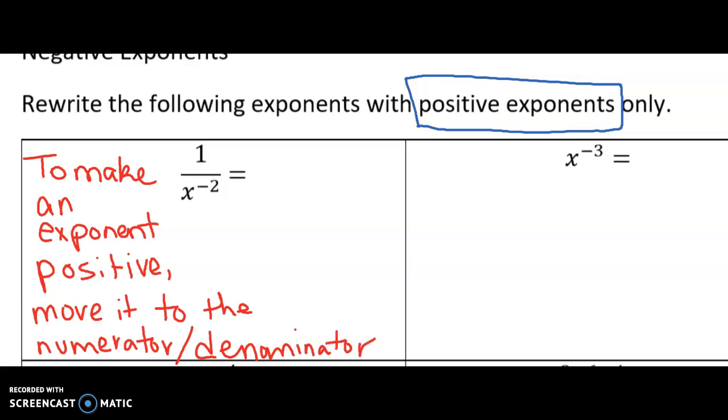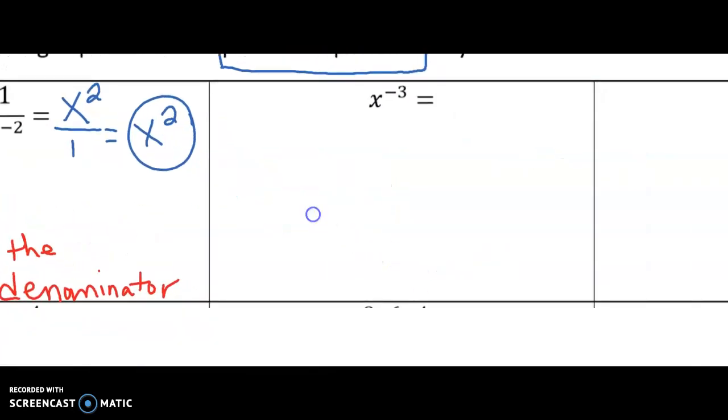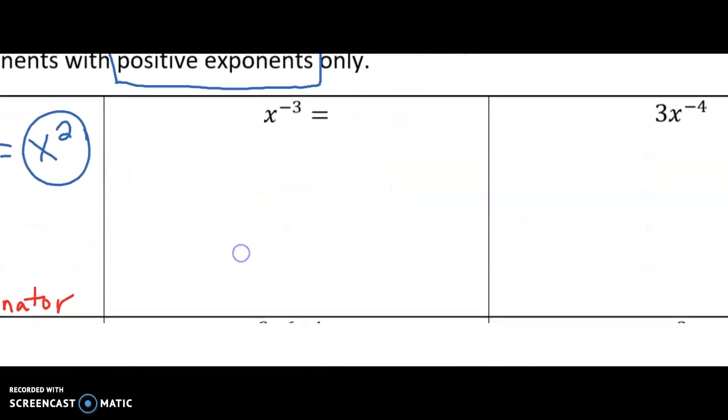So here we have 1 divided by x to the negative 2. We want to make it positive, so I just make it positive by moving it to the top. And technically there's a 1 underneath, but we don't have to write that. So the answer here is just x to the positive 2. Let's go ahead and look at number 3. The second one, x to the negative 3. Notice that it's already in the numerator, so I'm going to bring it down to the denominator like this. And that's how we write it as a positive answer.